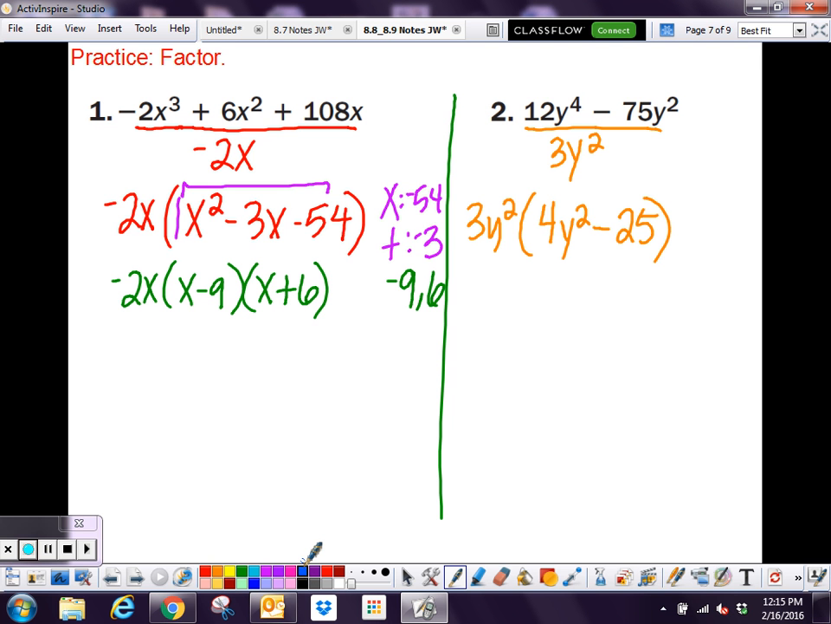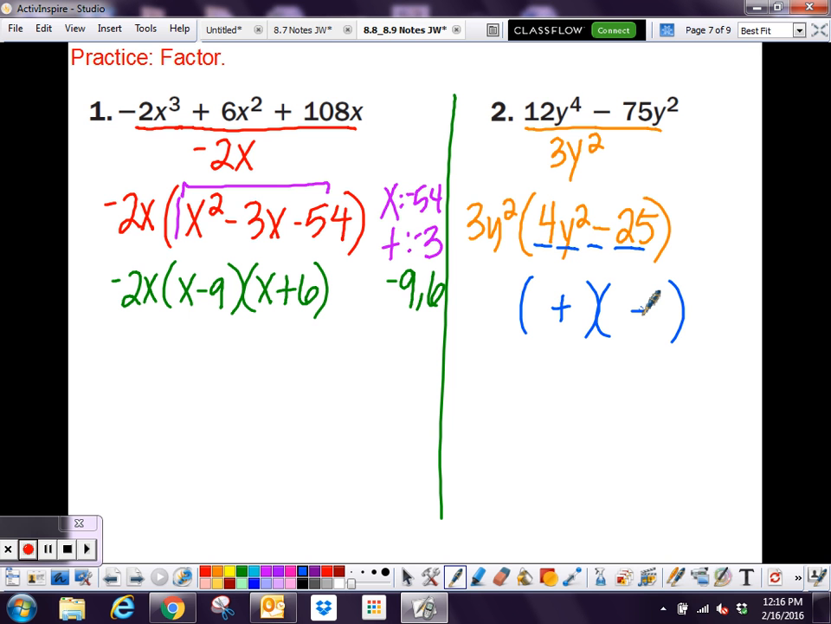Okay, now we're not done because I still have a squared in here, so I have to see if this can be factored. But now we are left with two terms, which means I need to check to see if this is a difference of squares. Okay, well 4 is a square, y squared is a square, it is a difference, and 25 is a square. So this is a difference of squares. So 1 is going to be plus, 1 is going to be minus.